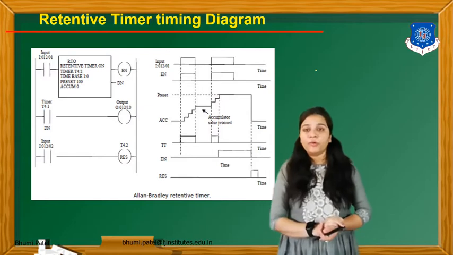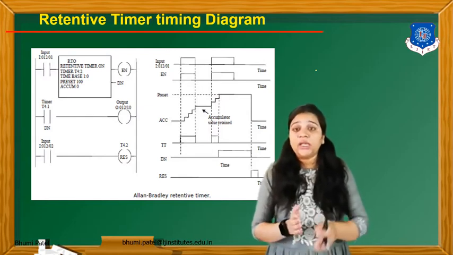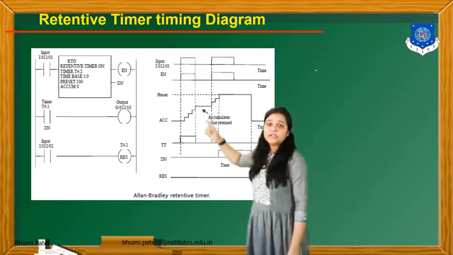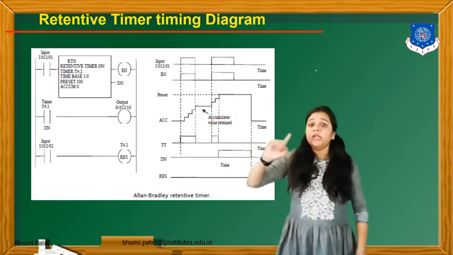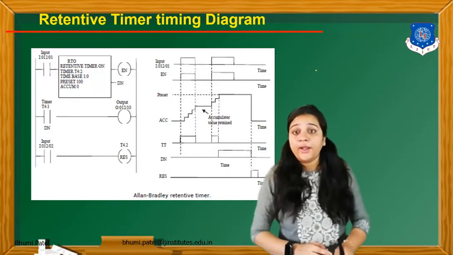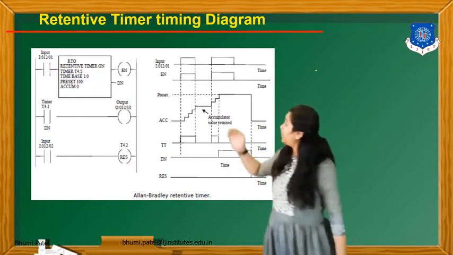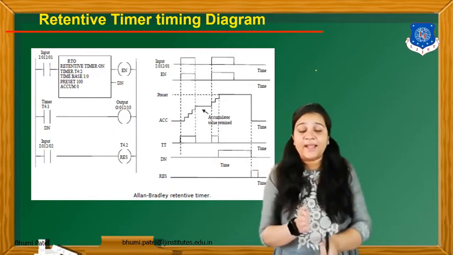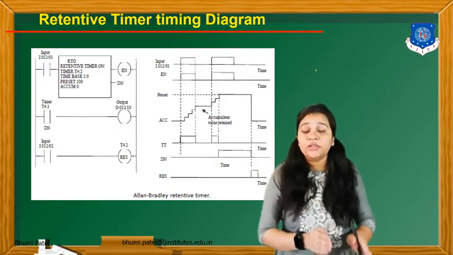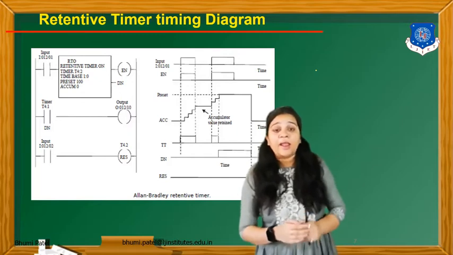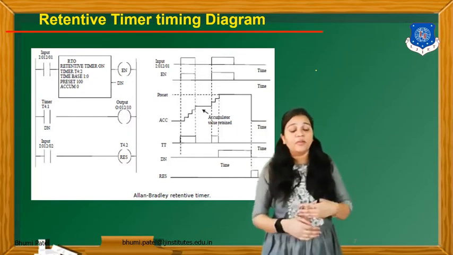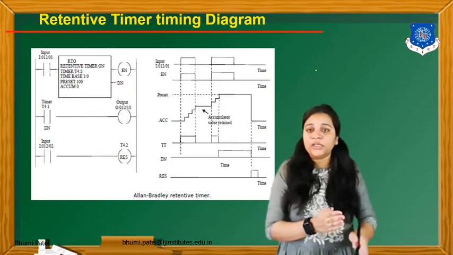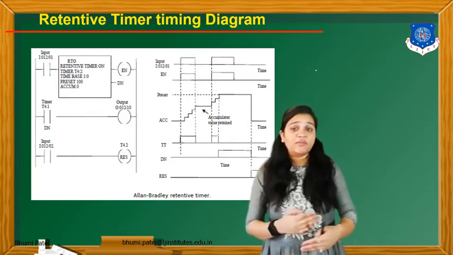What is the full form of RTO? It is retentive timer on delay. That is mentioned below. Now they will set the timer T4:2, and they will write the time base. It is 1 second, which indicates that every 1 second my timer will count up. After 1 second it will be 2, then 3, and then 4. We can change our time base.